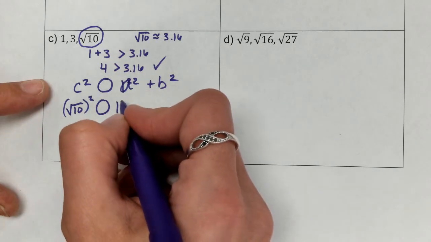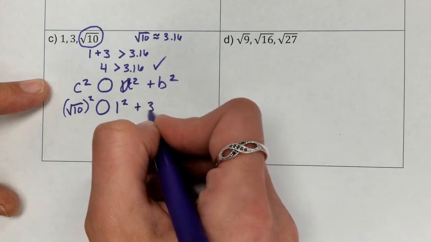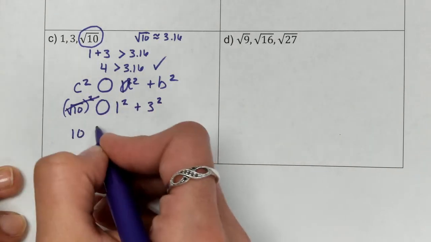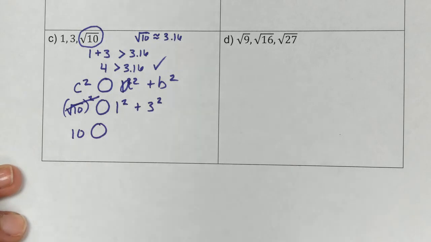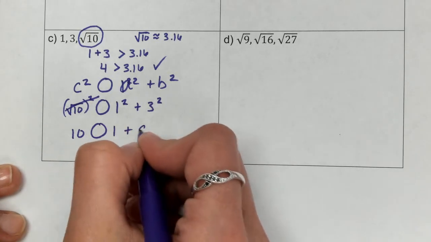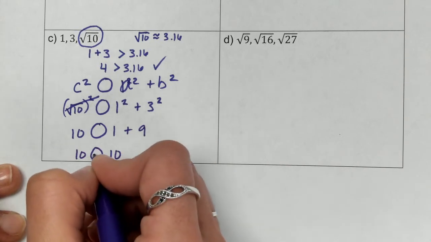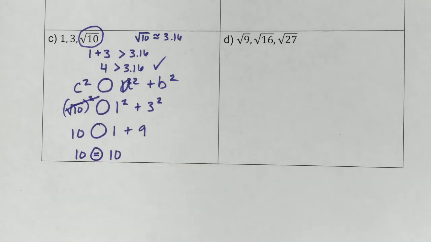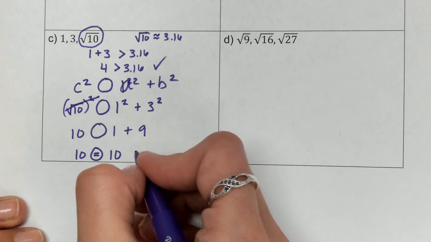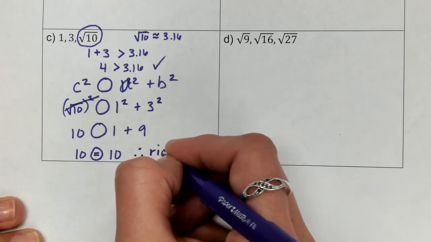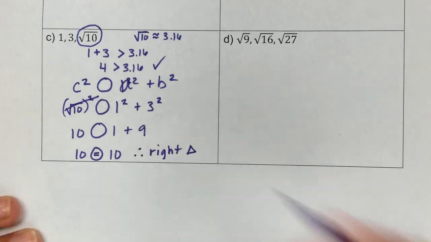Doesn't matter which one's which. So 1 squared plus 3 squared. Here these cancel, and I'm given 10 will be greater than, less than, or equal to 1 plus 9. And what ends up happening here is these end up being equal. So this does not follow the greater than or the less than. This ends up being equal to, so therefore we can conclude we have a right triangle.